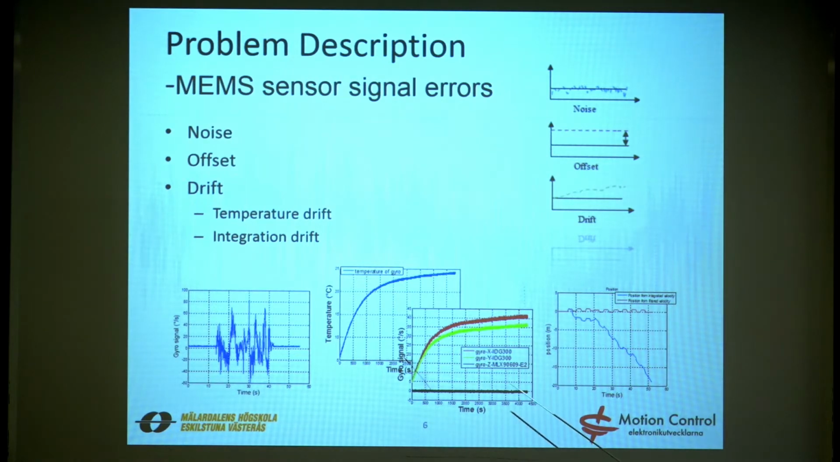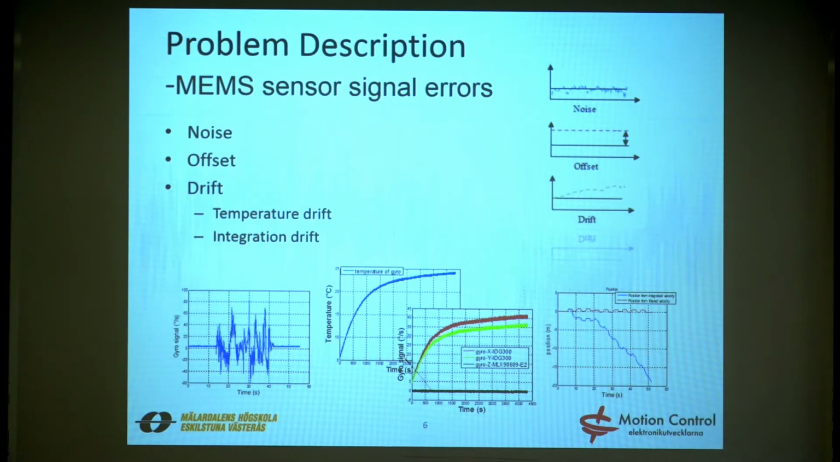This is a measured temperature signal, and this is a three gyroscope signal. We can see it's in the static state, so we can see the drift here, even at the same type of gyroscope, they have different performances. This is the position signal, and this is the error.